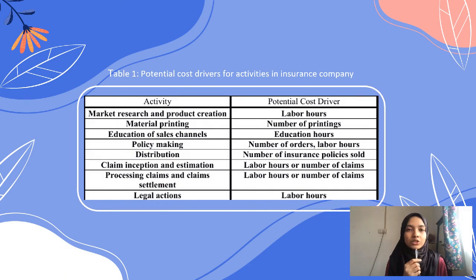These are the potential cost drivers for activities in an insurance company based on Table 1. Every cost driver is assigned appropriately based on the activities. Therefore, in insurance companies, activity-based costing can provide management with information regarding the profitability of insurance contracts or policies, customers, segments, and sales channels.